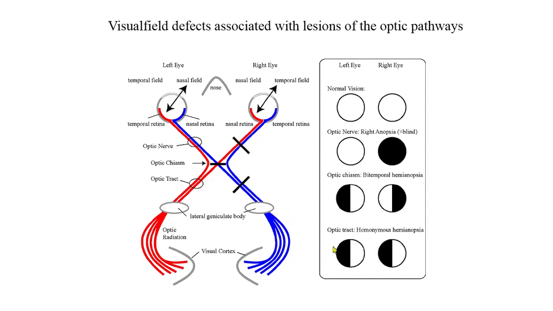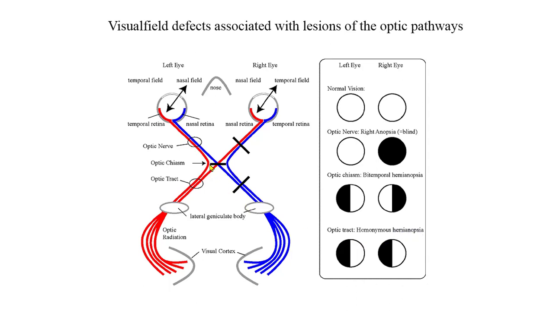lost in both eyes. The blue fibers, which represent the left visual field of both eyes, are being prevented from being transmitted to the right side of the brain. So, it's important to remember that vision is lost in the opposite visual field and not the opposite eye. This specific loss of vision is called homonymous hemianopsia.